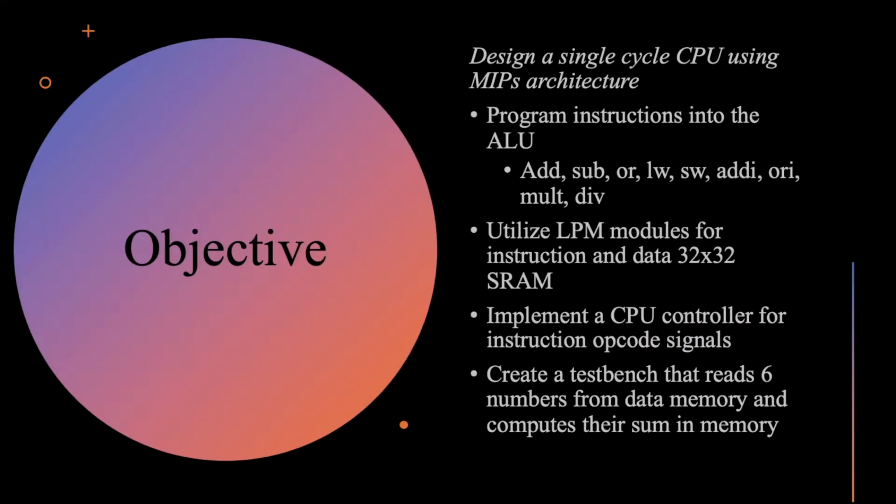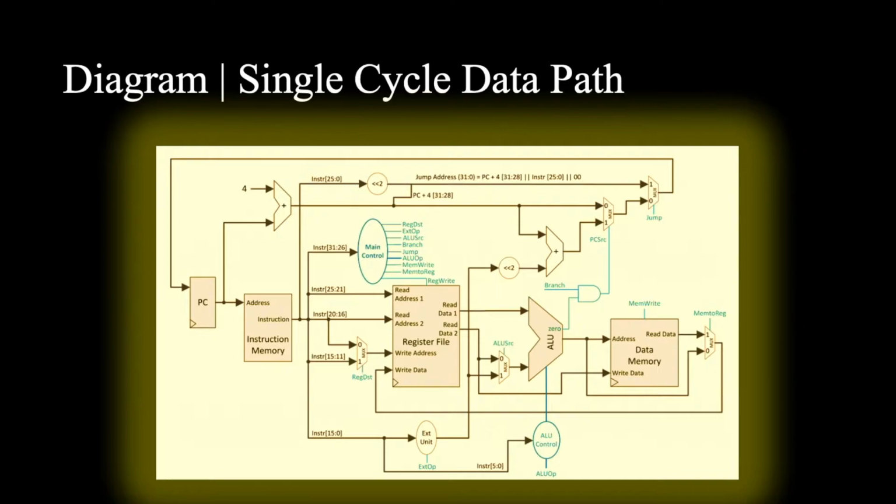The objective is to design a single cycle CPU utilizing MIPS architecture to program the following instructions into the arithmetic logic unit, utilize LPM modules for instruction and data memory, to implement a CPU controller for instruction opcode signals, and the real test to create a test bench that reads 6 numbers from data memory and computes their sum in memory. This is what the single cycle CPU data path will look like.